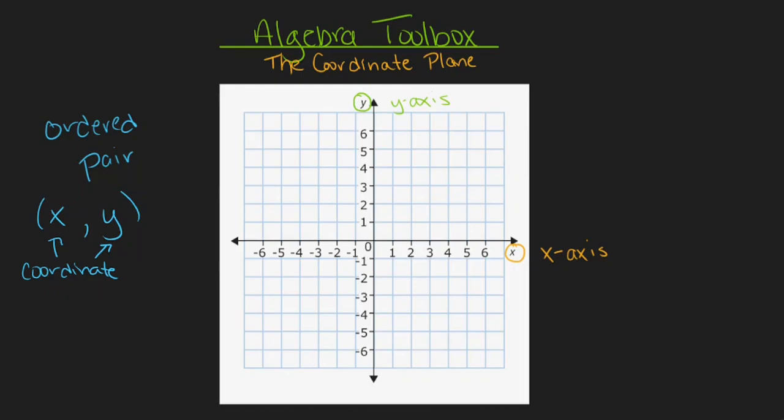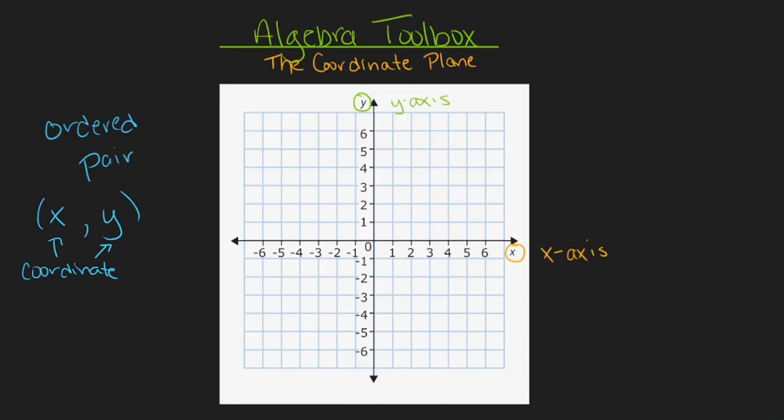These relationships will always hold true. The x-axis is always the one that goes from side to side, and the y-axis is always the one that goes up and down. So when we're looking at an ordered pair, the first coordinate is telling us the horizontal distance that we need to go, and the second number is telling us the vertical distance that we need to go.